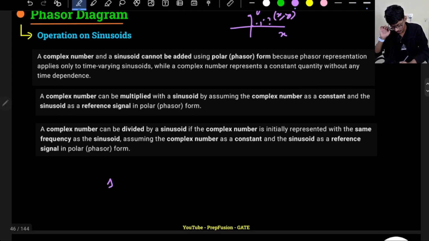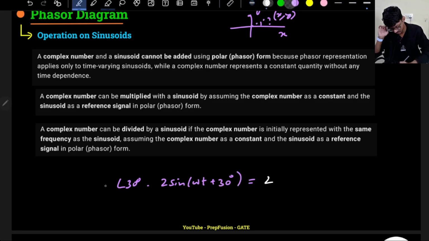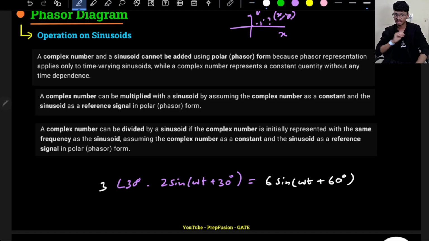Let's say I have a complex number 1 angle 30 and I multiply this with a sinusoid 2 sine omega t plus 30. So what will this become? This will become 2, or let's say this is 3 only. This will become 6 sine omega t plus 60, given the information. Addition is anyway not possible, but multiplication you can do.